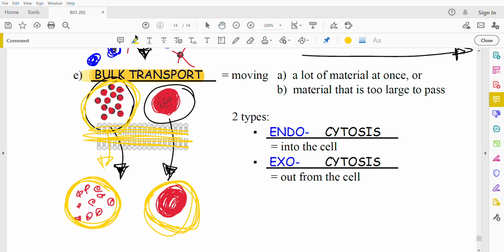So those are the two examples: when we had to move a lot of material at once, or when the material is very large, too large to pass through the traditional means that we've seen, either through the plasma membrane itself or by using a protein. And we had two types of bulk transport. Endocytosis was into the cell, whereas exocytosis was out from the cell. So the direction where we're transporting mattered as well.